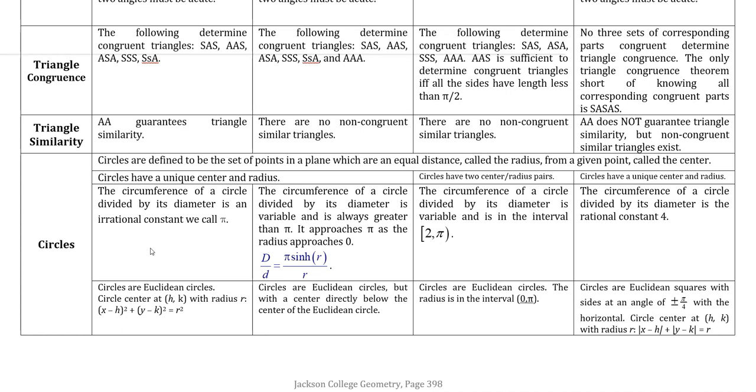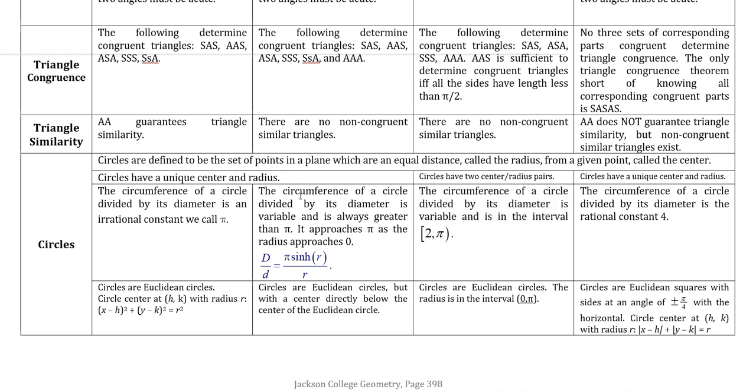The circumference of a circle divided by its diameter is an irrational constant we call pi. That's true in Euclidean geometry. However, in taxicab geometry, the circumference of a circle divided by its diameter is a rational constant, 4. The circumference divided by the diameter is variable for spherical geometry, and it's somewhere in the interval from 2 to pi, including 2 but not pi.